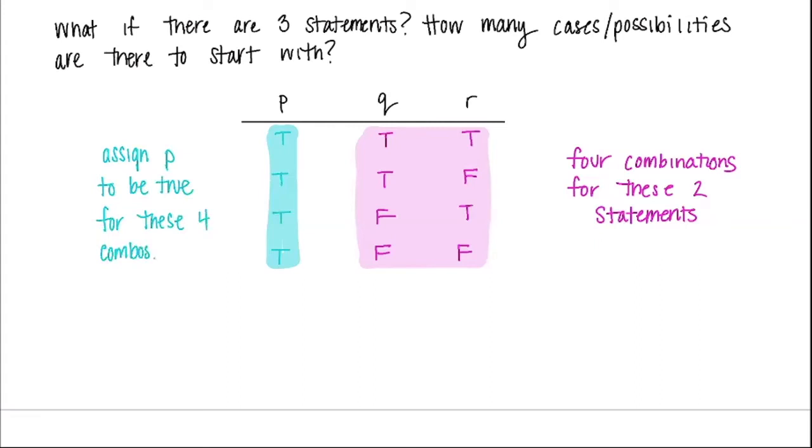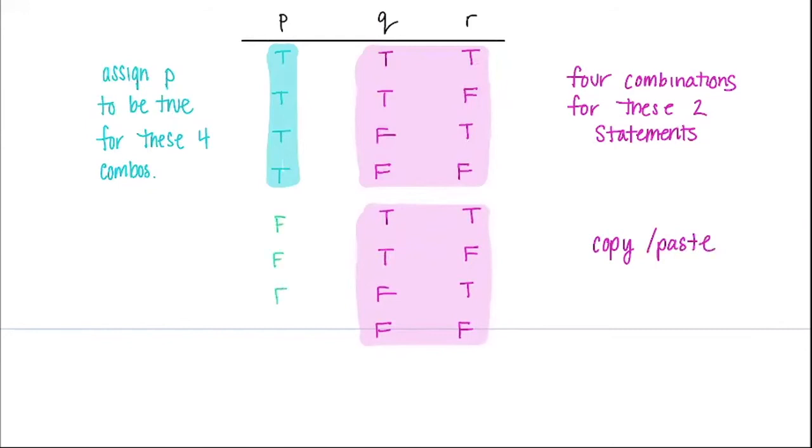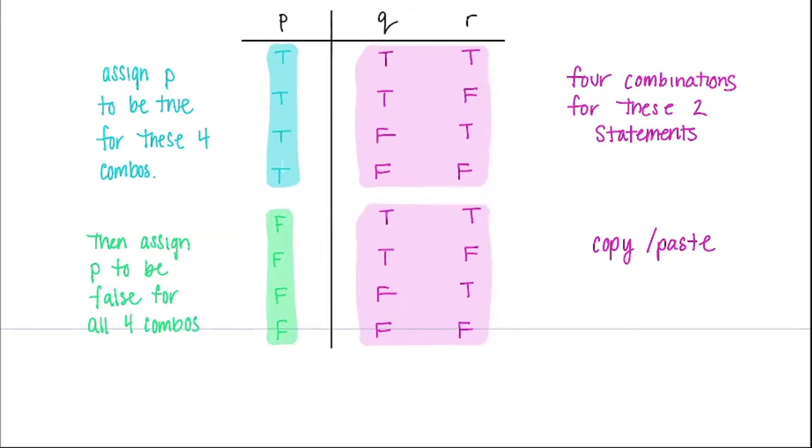But the other possibility is P could be false. So really, I can copy and paste this and then go ahead and assign P to be false for all of them. So here, now we assign P to be false. And in total, that gives us all 8 possibilities.